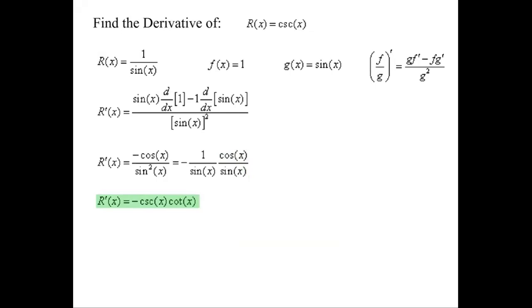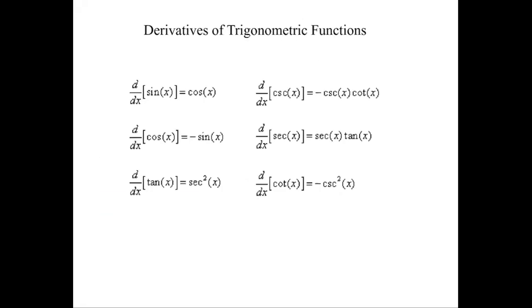By using the quotient rule, you can find the derivative of the reciprocal trigonometric functions. And I encourage you to derive the derivative for secant and cotangent in the same manner. Check your answer with the following table. Here we have the derivative of all 6 trigonometric functions.